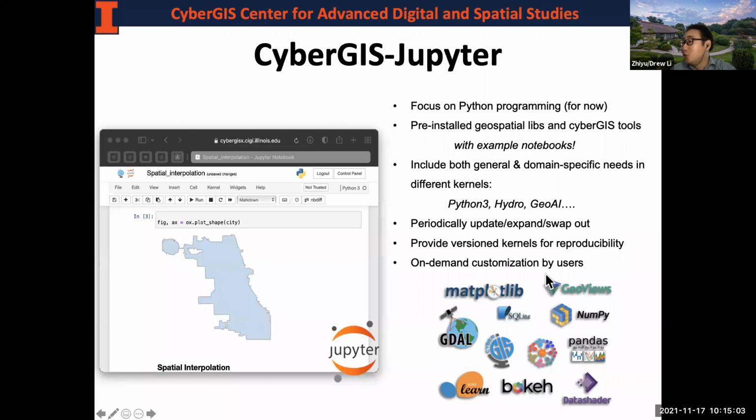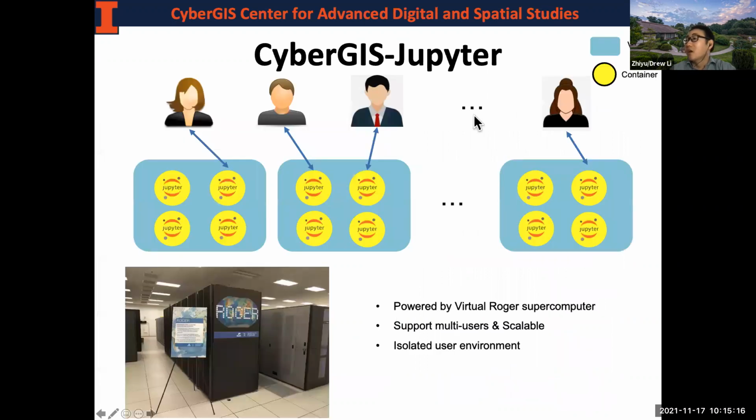Also, for advanced users, we provide a way for you to customize the environment. You can install your own stuff on top of it to meet your specific need. A little bit of detail on how we develop the CyberGIS Jupyter. The CyberGIS Jupyter is built on top of the virtual ROGER supercomputer here at UIUC. ROGER is the first geospatial supercomputer. And here on ROGER, we set up several virtual machines or servers.